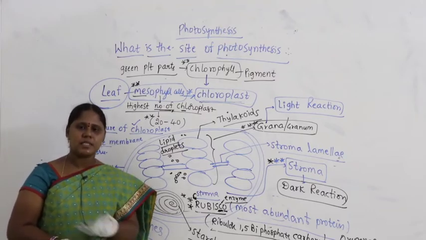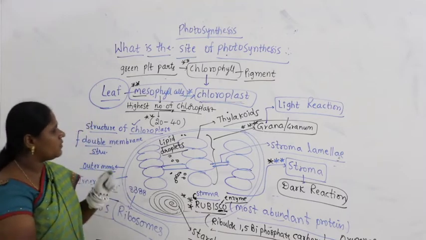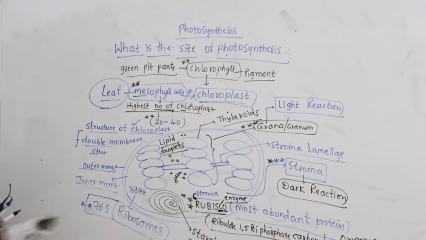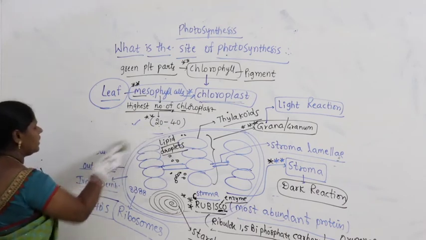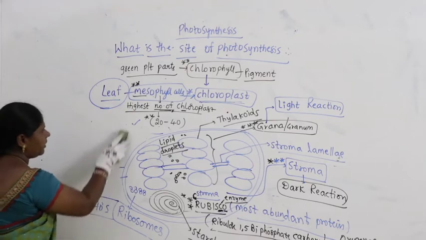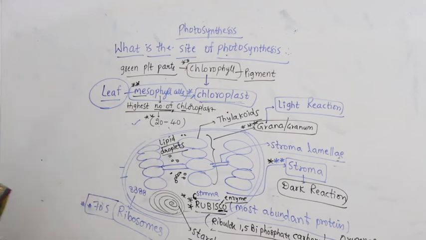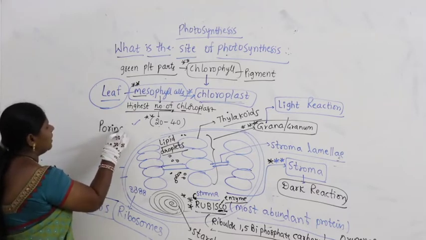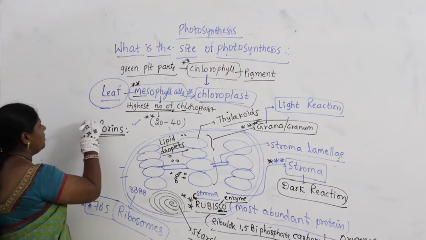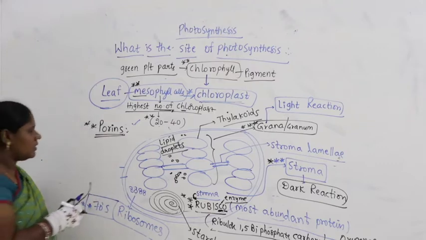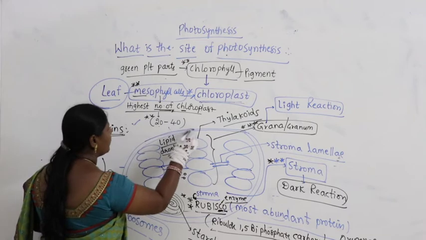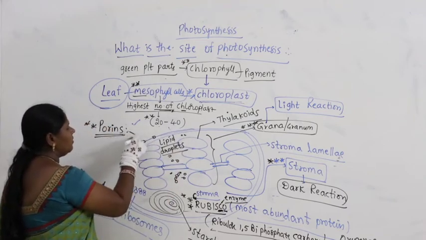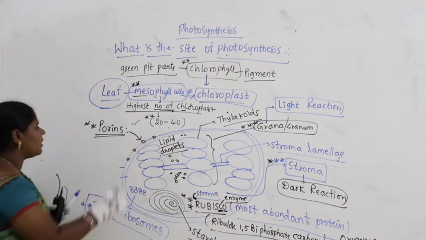What else did we discuss in transport in plants? We discussed one more very important point. What is that? They are nothing but porins. Did you remember? Right? What are porins? If you look here on the outer membrane, here and there you find minute openings, the minute pores which are present.